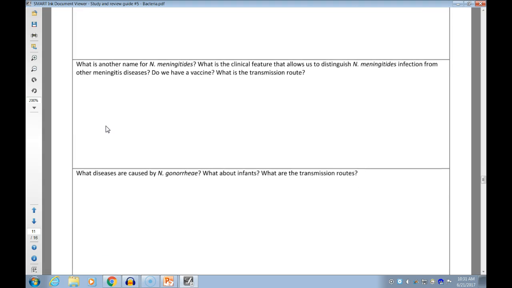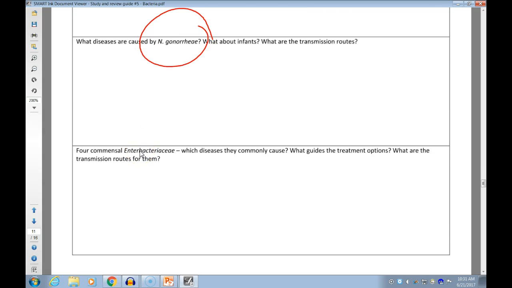Another name for Neisseria meningitidis, meningococcus. Clinical feature that allows to distinguish Neisseria meningitidis from other meningitis diseases. Petechia. Vaccine? We do. Transmission route, respiratory. Neisseria gonorrhea, and conjunctivitis. Transmission routes, contacts, and sexual.